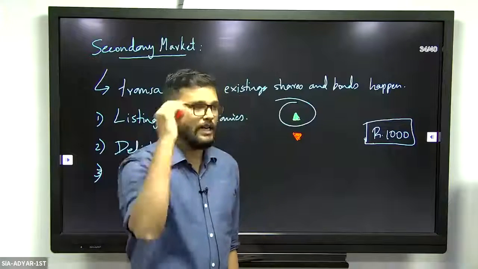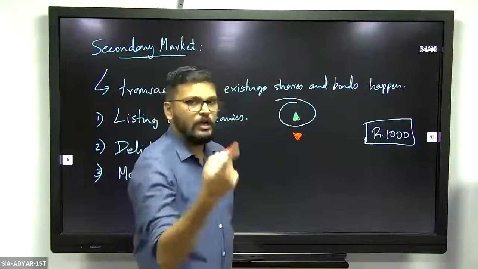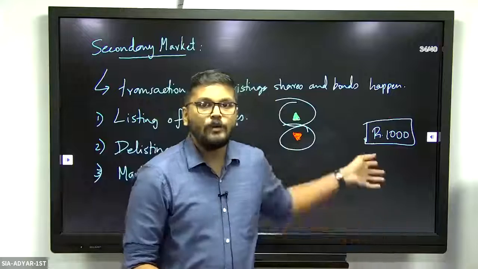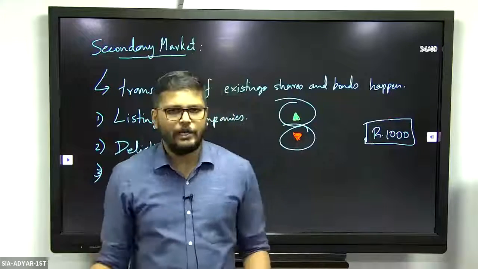This company's share market value has gone up, people are willing to pay more. The opposite of it will be a downward red arrow, people are willing to offer less. Now how is this determined? There are a wide variety of factors.